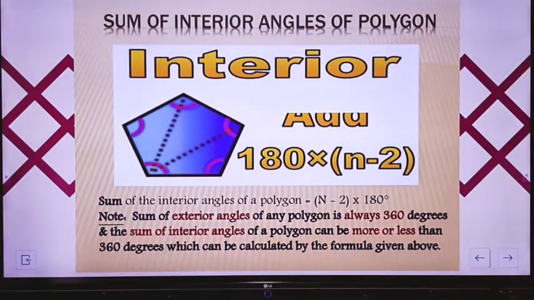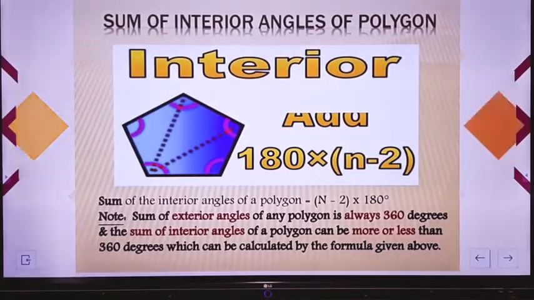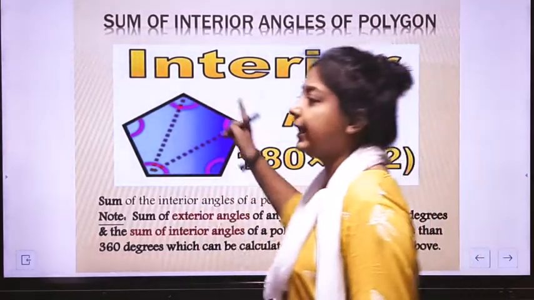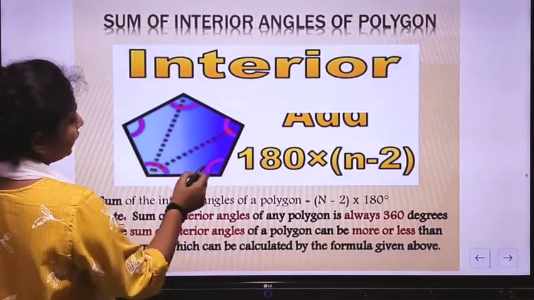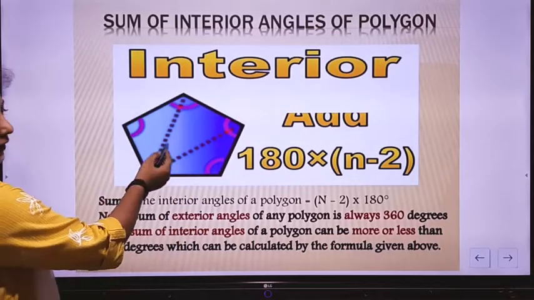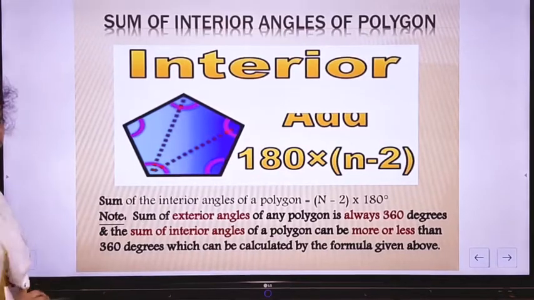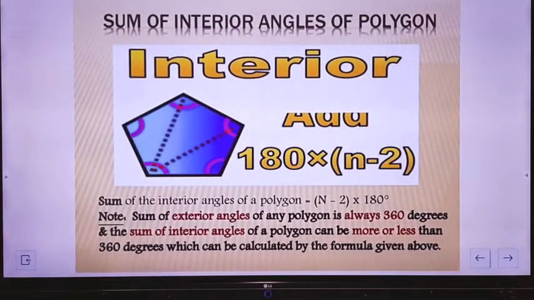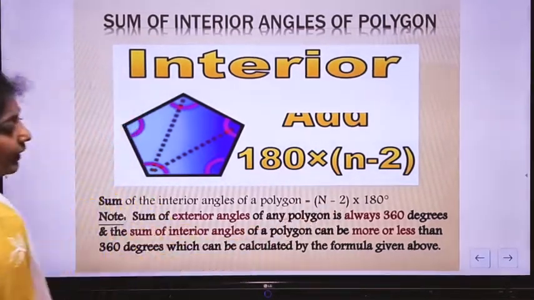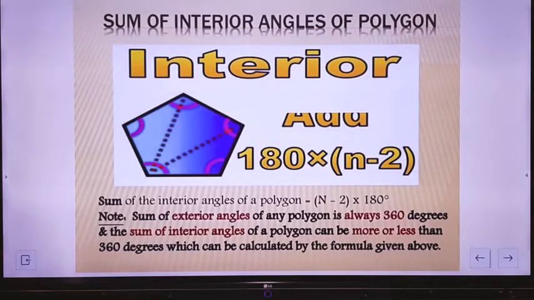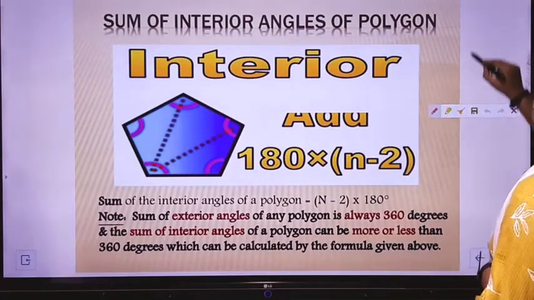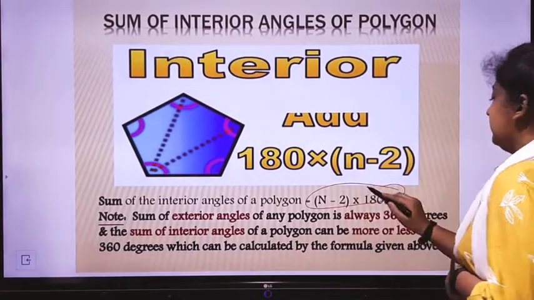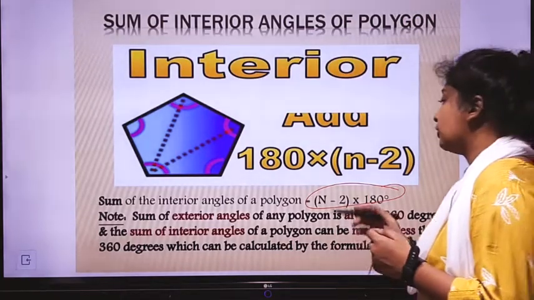Next we have the sum of interior angles of a polygon. Okay, interior angles are the angles which are lying inside the polygon. So inside the polygon we have 1, 2, 3, 4 and 5 angles. This is a pentagon, as you can see, 1, 2, 3, 4 and 5 sides. Therefore this is a pentagon and there are 5 angles and 5 sides. Okay, so the sum of the angles of a polygon is given by the formula (n minus 2) into 180. This formula we will be using for finding the sum of the interior angles of a polygon.